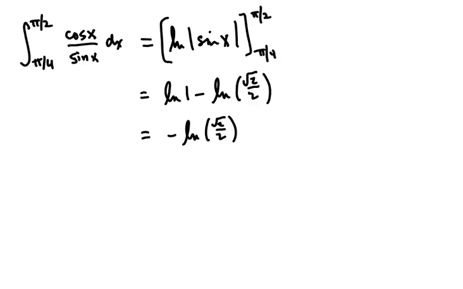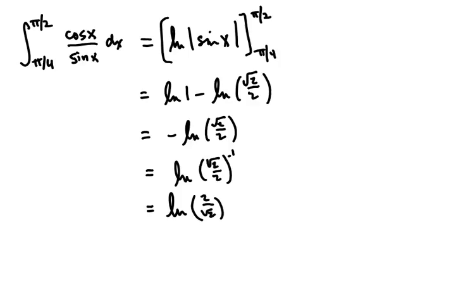Oftentimes when you see this negative sign out front of a natural log, it may be helpful for you to try to move that up to become an exponent, or any constant multiple in front of a natural log. You may want to make that become an exponent. So then that would be the natural log of root 2 over 2 to the negative first power. And that's just going to flip.